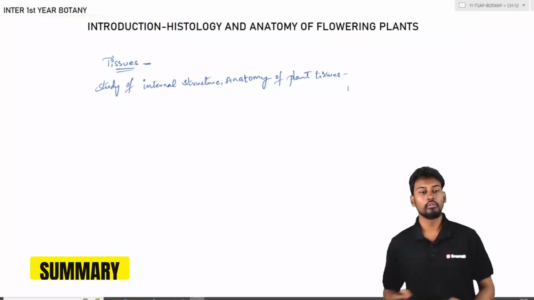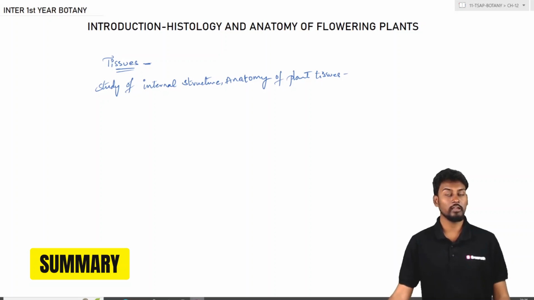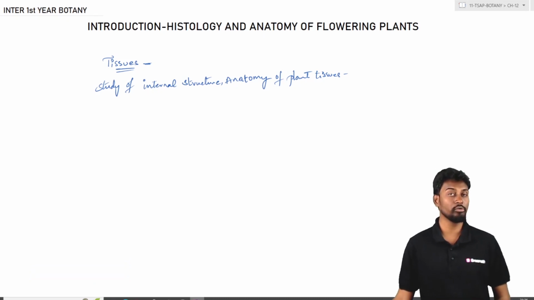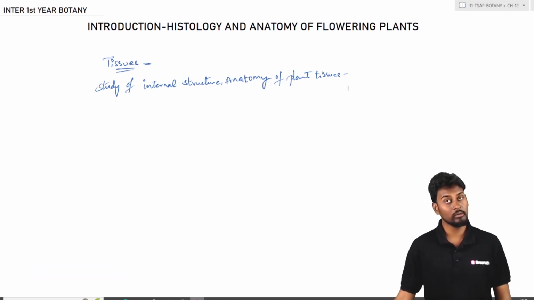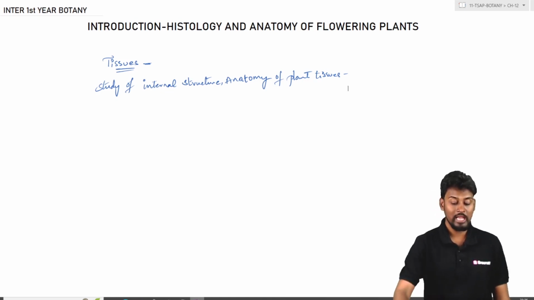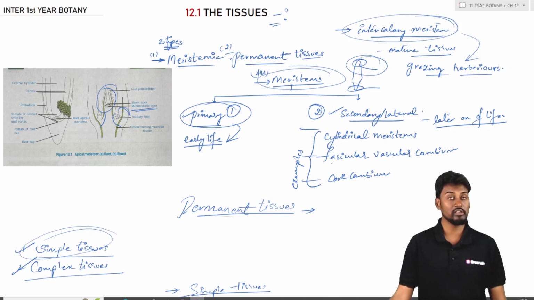So coming to the summary of this particular chapter, that is chapter 12 of first year botany, here we are going to discuss plant tissue. The study of tissue is called histology, plant tissue study, and also internal organization, that is anatomy. Next we are going to discuss the tissues. In the first topic we are going to discuss what is simple tissue, what is complex tissue, what is meristematic tissue, and how the permanent tissue has been divided into simple tissue and complex tissue.